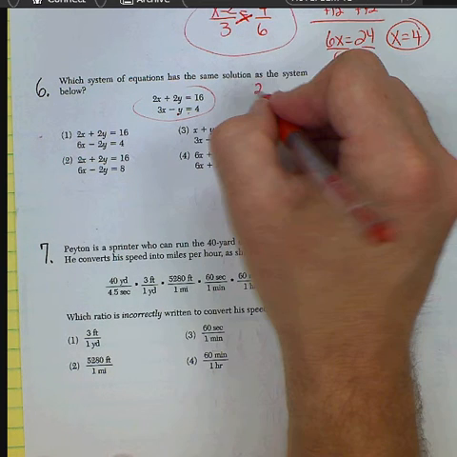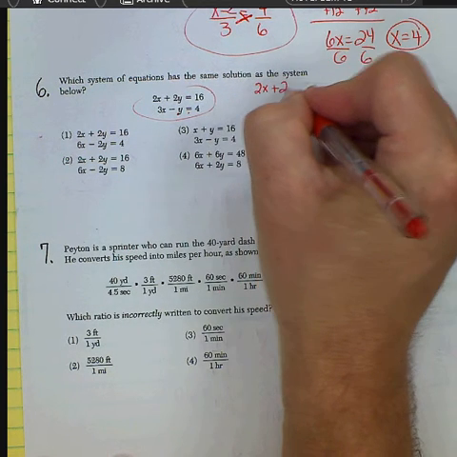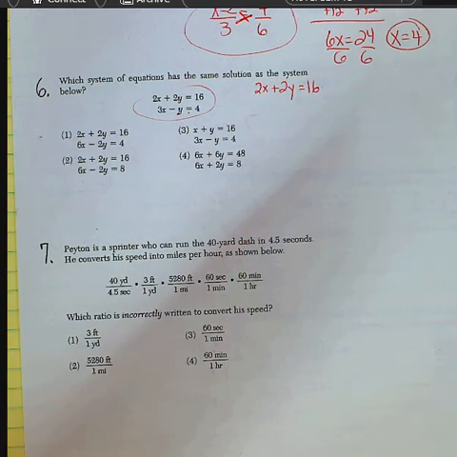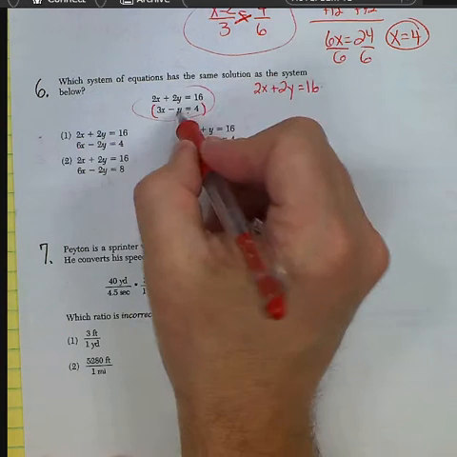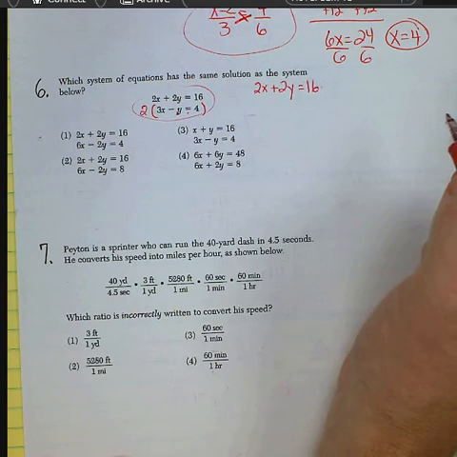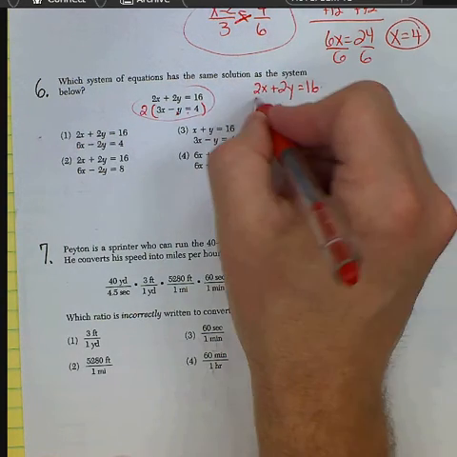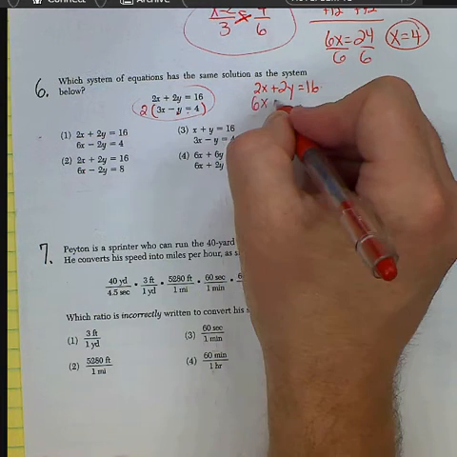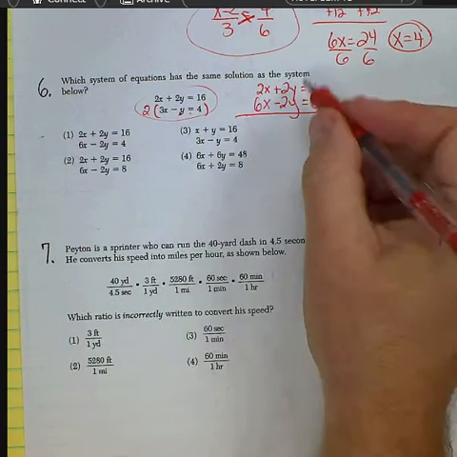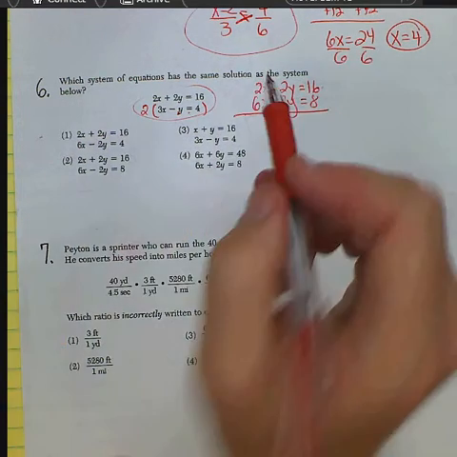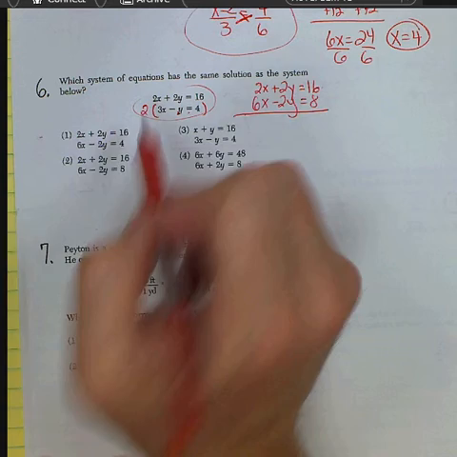So I'm going to leave the first equation alone. 2x plus 2y is equal to 16. Okay. The second equation, I'm going to try to get a 2 in front. So I'm going to multiply it by 2. So 2 times 3x is 6x. 2 times a negative y is a minus 2y. And 2 times 4 is equal to 8. If I add up these two equations, the y's are going to cancel. They're not asking you to do that. They're asking you which pair.